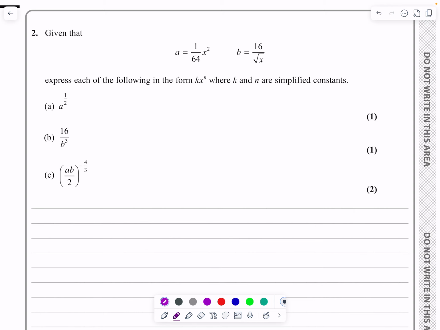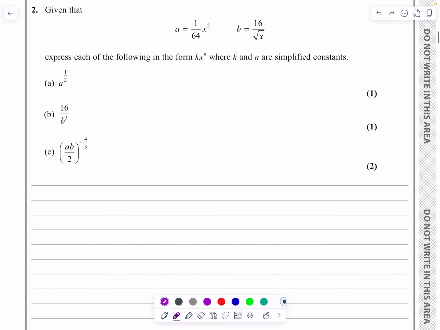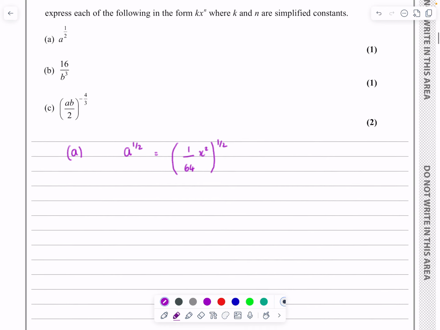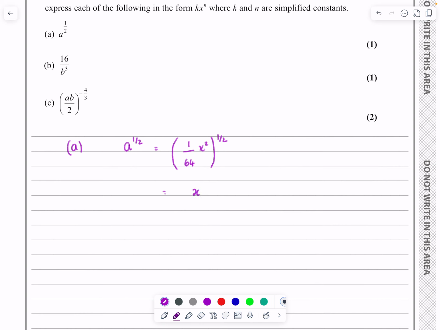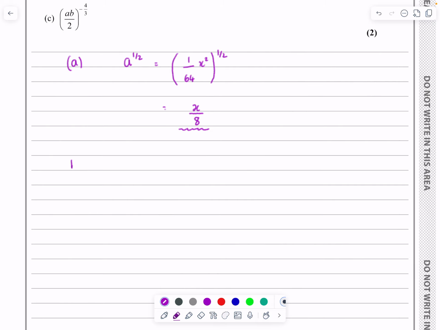Part A says, given that we've already got that a is equal to 1 over 64x squared and b is equal to 16 over root x, can we find various different things? Part A then says, can we find a to the power of a half, which is 1 over 64x squared, all to the power of a half. And we're going to be jumping backwards and forwards between power of a half and square root. So if I've got the square root of that, you can just say square root of x squared is going to give me x, and the square root of 64 is going to give me 8. Alternatively, you could have said 2 times by a half, which would give me x to the power of 1, and you could have done 64 to the power of a half on your calculator. But either way, part A isn't a particularly stretching question, but they do get a little bit harder.